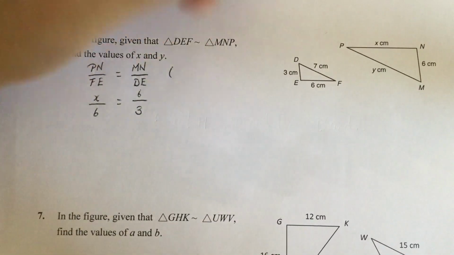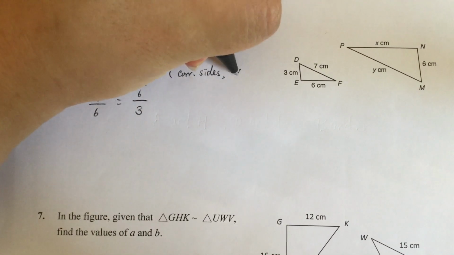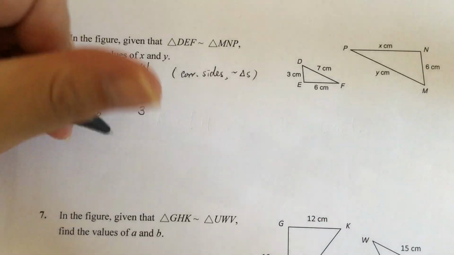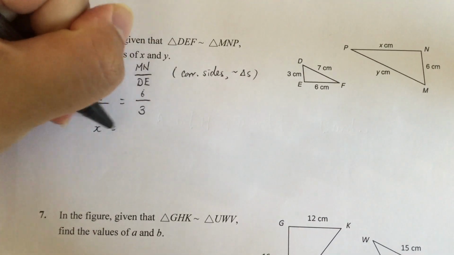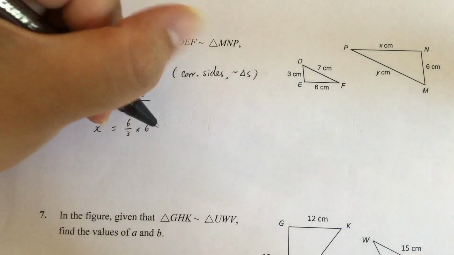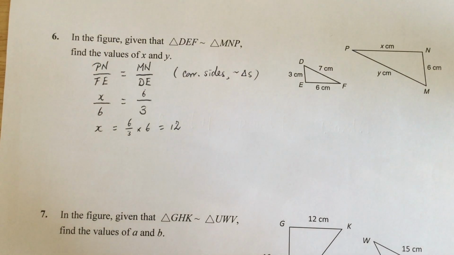Okay, now let's look at this one. This one is corresponding sides, similar triangles. We must write down the reason. So we will times 6 over there. So X equals 6 over 3 times 6. You know that the answer is directly 12. So X is 12 cm. So we can solve the problem directly.